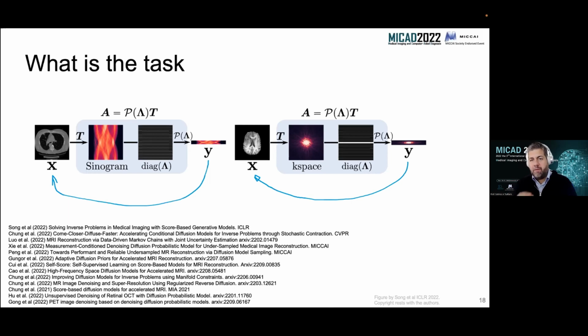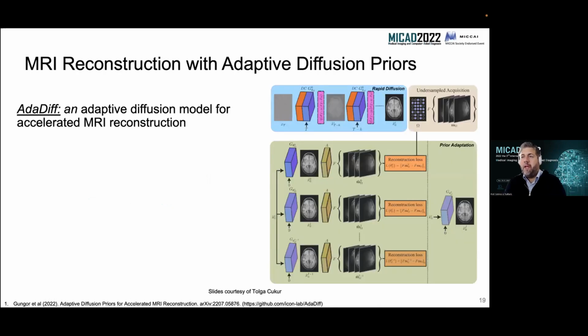There's been lots of different types of work here, but I'll pick an example from Bilkent University, from Tolga's group, where they used a diffusion model as a way to learn a prior of what high quality images look like. So here the prior is used to train in a paired fashion between, let's say, measurements in MRI, for example in K-space, and the desired high quality output.